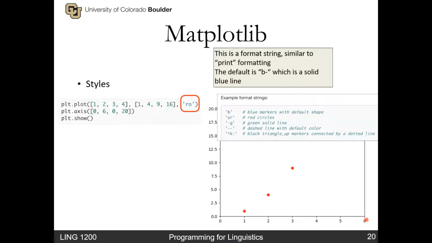RO or OR, red circles. Dash G, green solid line. A dash dash is a dashed line with default color. And then the caret K colon is going to give you a black triangle with markers that are connected by a dotted line. These are not all of them, but you can look at these and mix and match with the shapes and the colors together and figure out what sort of styles you can do.